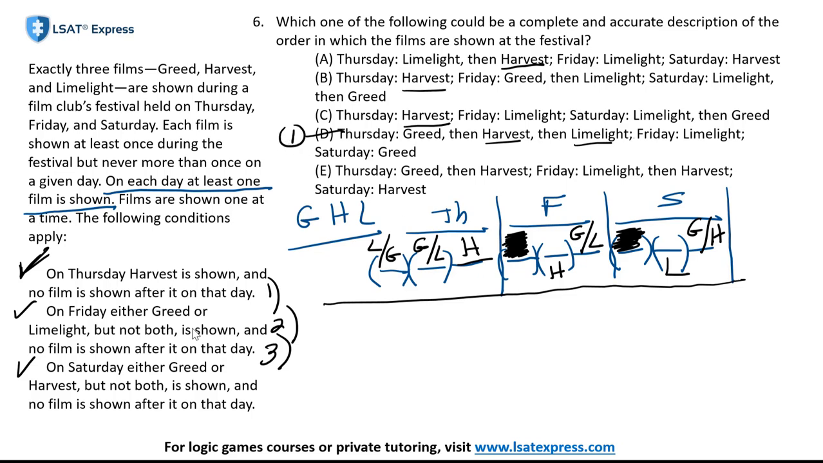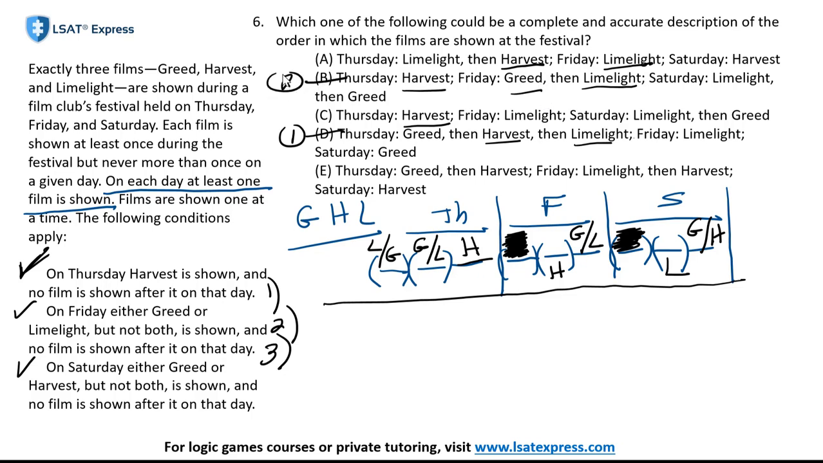Now we'll jump to rule 2. On Friday, either G or L, but not both, and it's the last film shown. So I look at A. On Friday, L is shown, and it's the last film because no other film is shown, so that's absolutely fine. How about B? On Friday, L is the last film, but that's only part of the rule. The second part of the rule is that G and L cannot both be shown, and here G appears on Friday. So, B is gone. So rule 2 gets rid of B.